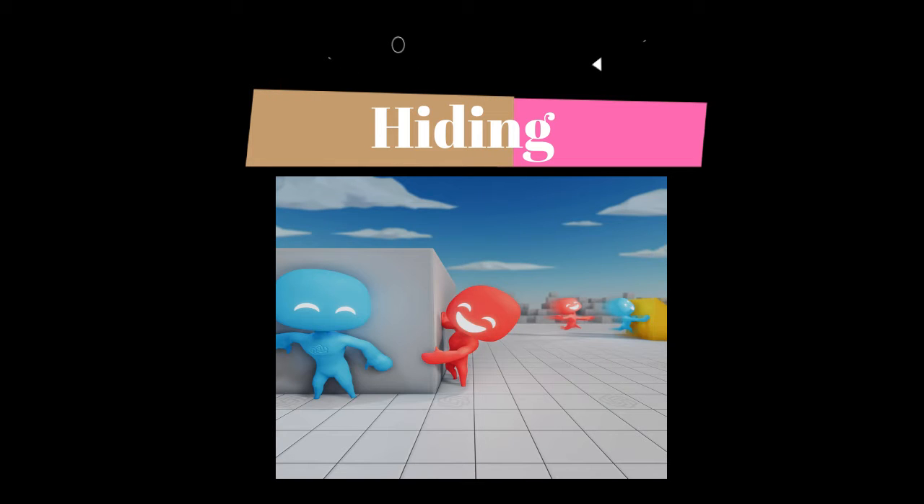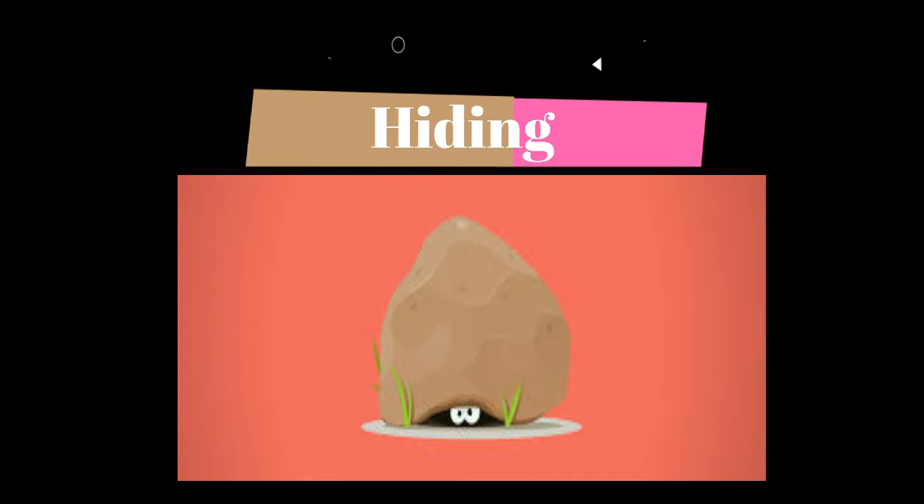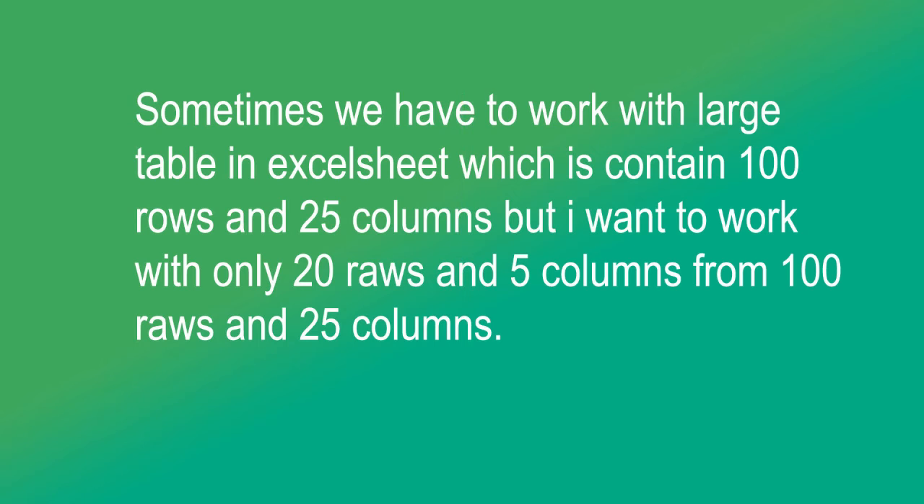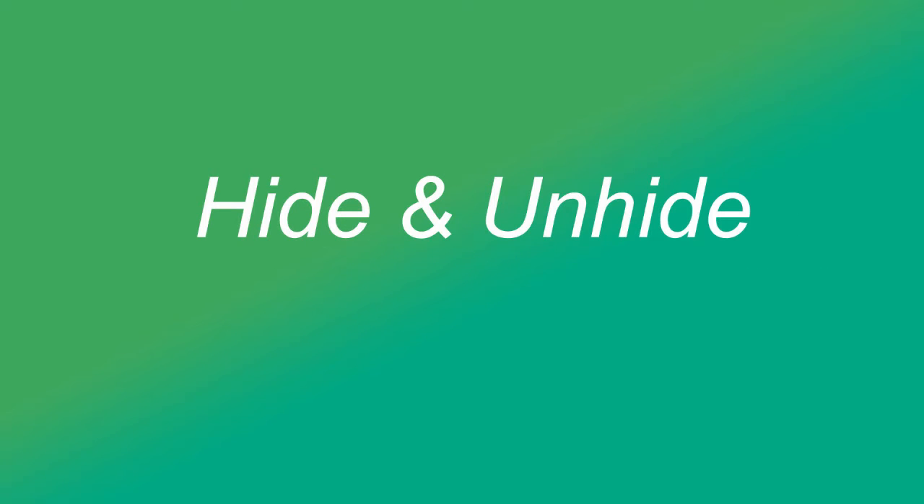While working on Excel, many times you need to remove some columns and rows, but not delete them permanently. There may be a lot of reasons when you need to hide data. For example, sometimes you may want to compare data of two columns or rows which are at some distance. Sometimes we have to work with a large table in Excel, which contains hundreds of rows and 25 columns. You may want to work with only 20 rows and 5 columns from 100 rows and 25 columns, but this huge data gives you tension and you get confused.